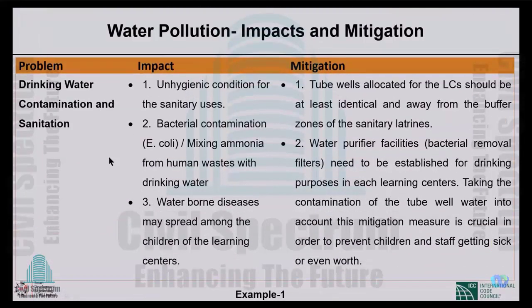Similarly, we can do the same with water pollution. I will go a little bit faster. Water pollution comes from drinking water contamination and sanitary use, for example human excreta. If you don't use it properly, it drains directly to the drains and is finally exposed to the community and environment. That actually has a huge implication on health issues.